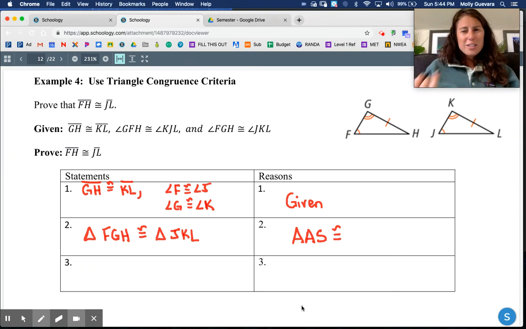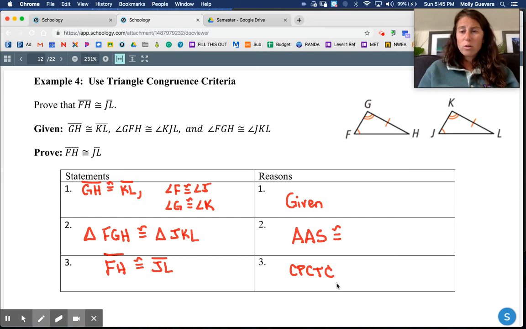Well, if these two triangles are the same, then isn't FH and JL also the same? And hopefully we say, yes, it is, right? So FH is congruent to JL. And then the reason is going to be our CPCTC, right? I've proven the triangles are equal. Therefore, every corresponding part of those triangles are also equal. So just a quick little proof right there for you.